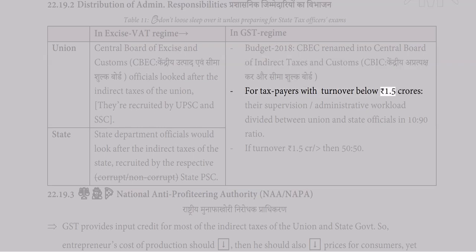For taxpayers with turnover below 1.5 Indian rupees crores, supervision and administrative workload is divided between Union and state officials in a 10:90 ratio. If turnover is above 1.5 Indian rupees crore, then 50:50. State department officials look after the indirect taxes of the state, and are recruited by the respective state PSC.